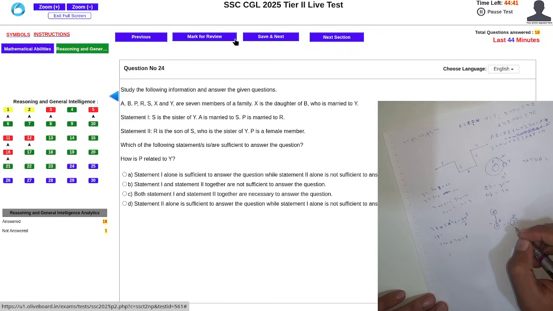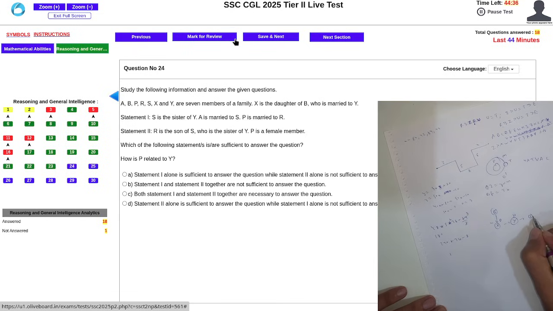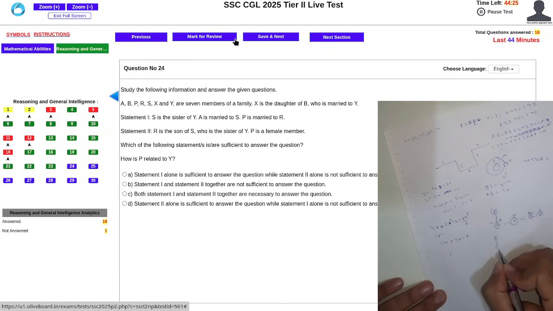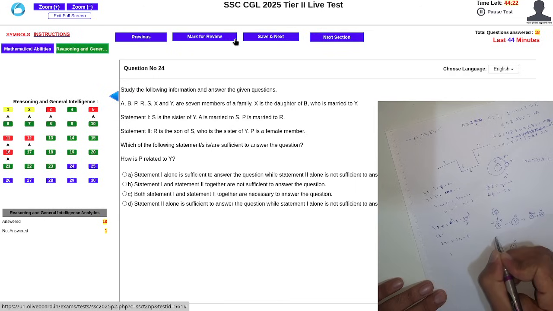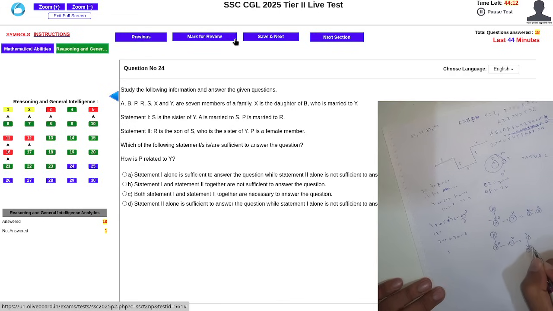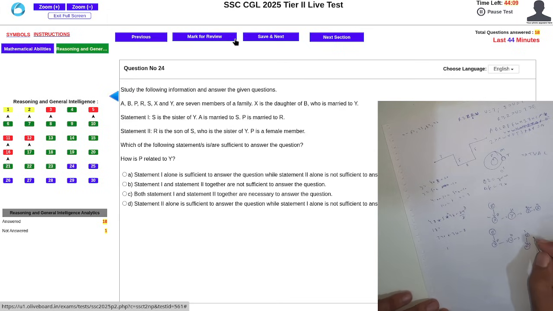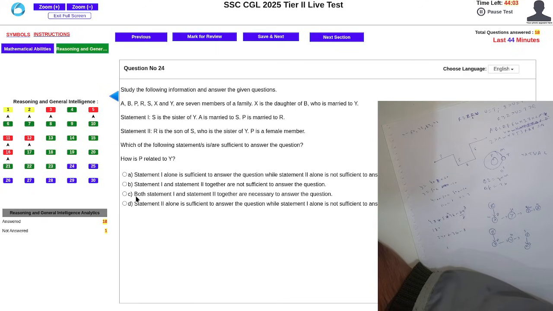How is P related to Y? S is the sister of Y. A is married to S. A is wife, husband, sister, husband. P is married to R. B, X, daughter, Y, husband. R is the son of S. O is the sister of Y. Y, sister, R, sister, son. P is a female member. P is equal to R. Both are necessary.